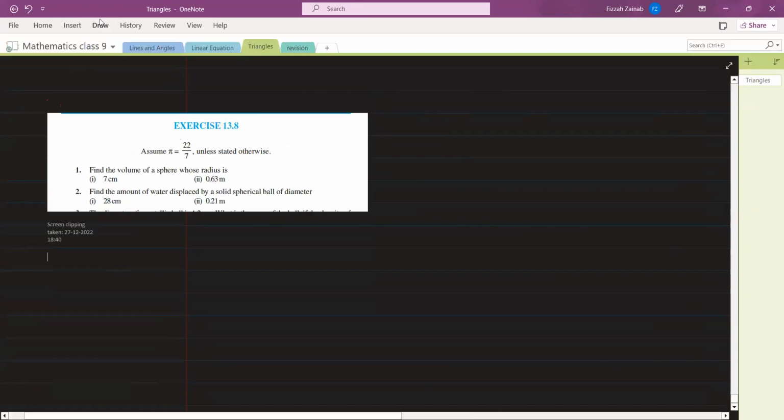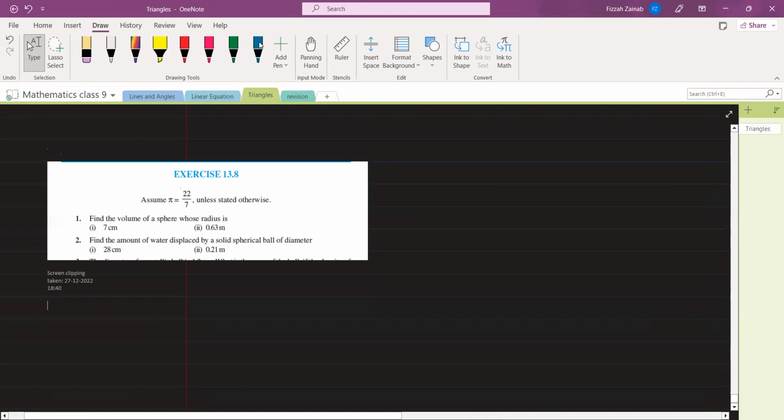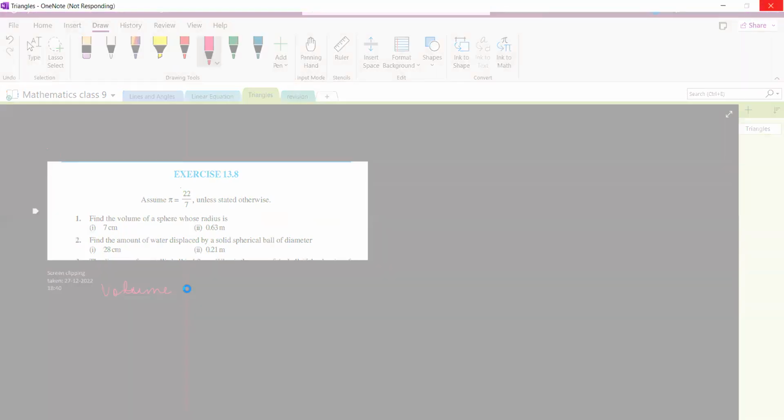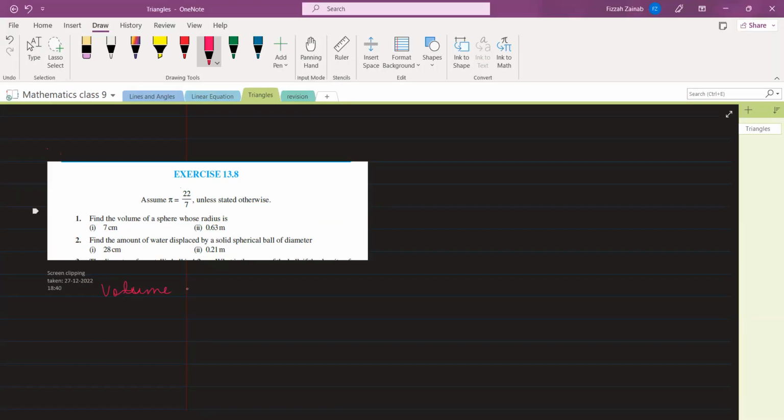Okay, exercise 13.8. Find the volume of a sphere whose radius is this. Can you quickly find this out? First part. So volume is just 4 upon 3 pi r cube. Put the value of r and find this out.